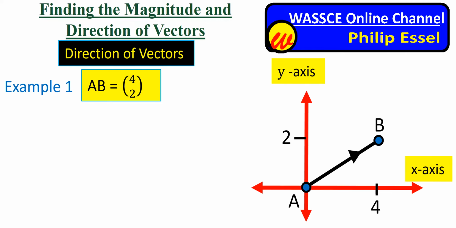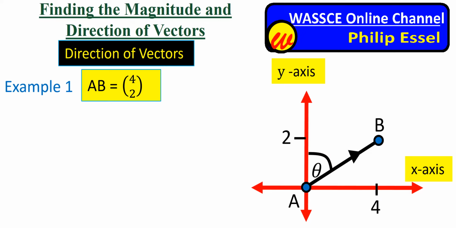So vector AB can be represented by this diagram. To find the bearing of this vector AB, we would have to go to the north pole or the y-axis of this vector and move clockwise until we meet the vector AB. So let's do that. This angle theta that the vector makes with the y-axis is the bearing of the vector AB.